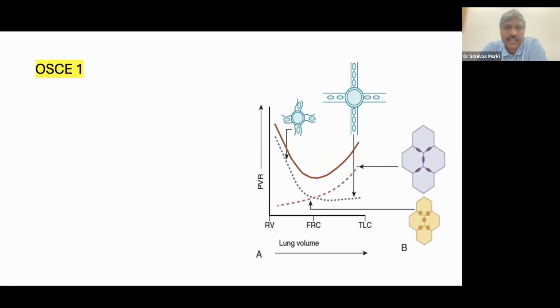Now let us find out what are this dotted blue and red line. What are these dotted red and blue line then? So overall lung PVR least at FRC is what is reflected by the thick red line. But what are this dotted blue and red line? What do they represent?